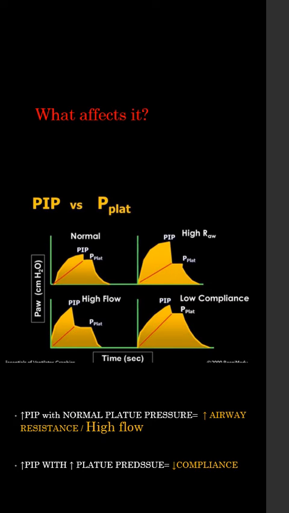So what affects it? If only peak inspiratory pressure is increased, the problem is either with the airway resistance or flow. Generally, flow is kept constant, so the airway resistance according to the patient's lungs is the cause of the increased peak inspiratory pressure if the plateau pressure is normal. If plateau pressure is increased along with the peak inspiratory pressure, the problem is with the lungs compliance.